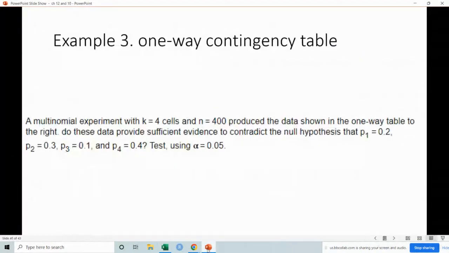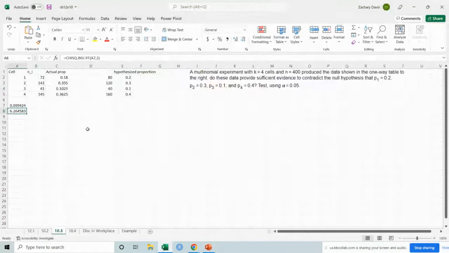Okay, so the next example is we're going to look at a one-way contingency table. We have a multinomial experiment with k equals 4 cells and n equals 400 that produce the data shown in the one-way table. I'll show you in a second. Do these data provide sufficient evidence to contradict the null hypothesis that each of these probabilities hold, based on alpha equals 0.05? So how do we solve this problem?